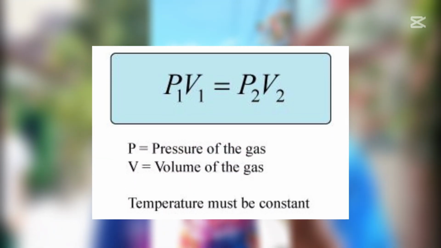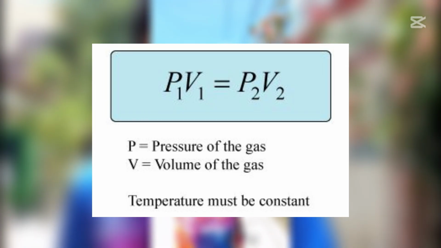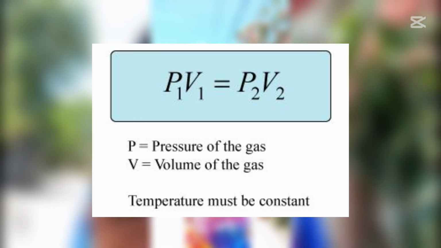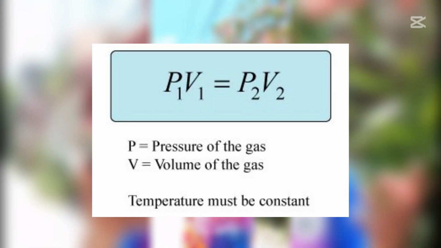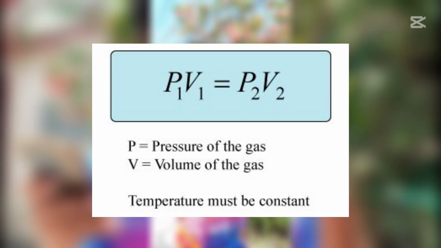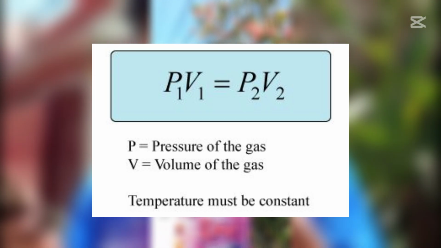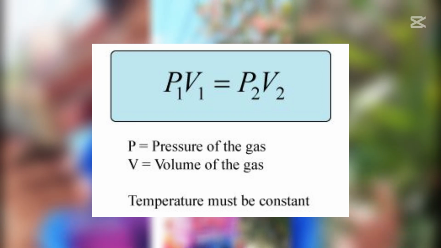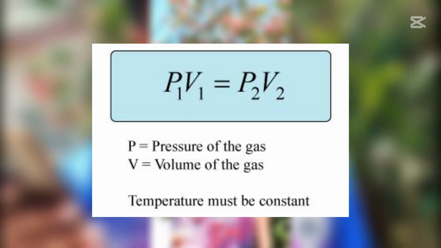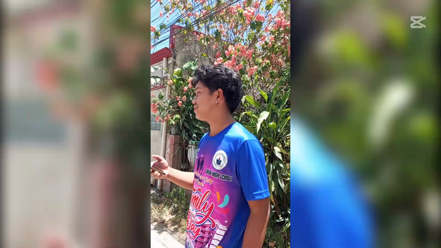P stands for pressure. V stands for volume. P1 is the initial pressure, V1 is the initial volume. P2 is the final pressure and V2 is the final volume. Mathematically, that's written as P1 V1 equals P2 V2.